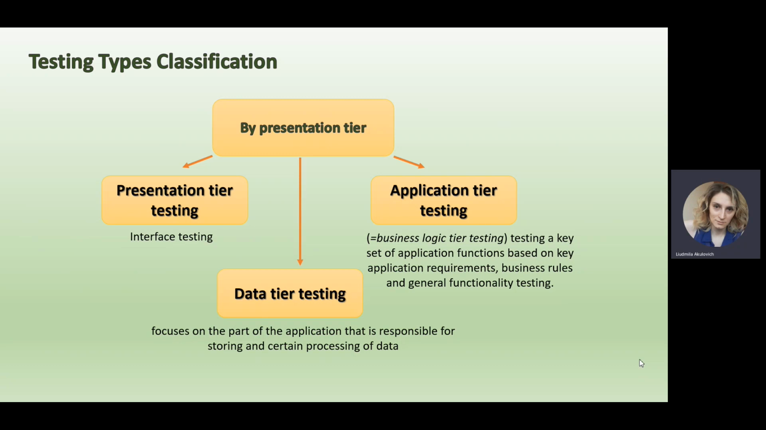So presentation tier testing is interaction with the outer world, interface testing. Application tier testing is finding any errors in the business logic of your application, like in the backend. Data tier testing focuses on storage and processing of the data, mostly in databases.